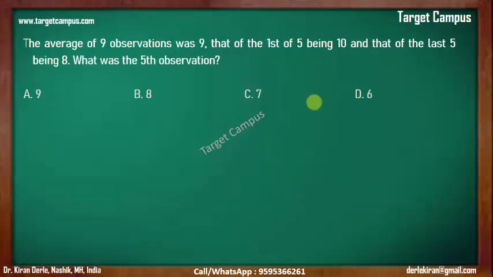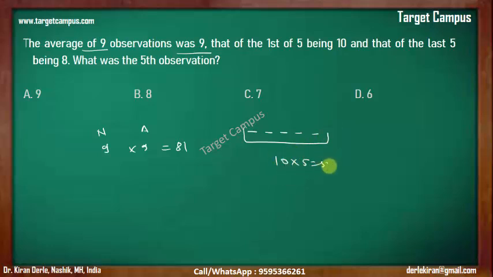Let's move ahead. The average of 9 observations was 9. So the total number of observations was 9 and the average is also 9. So the total is 81. That of the first 5 being 10, the average is 10. So the total will be 50, right?